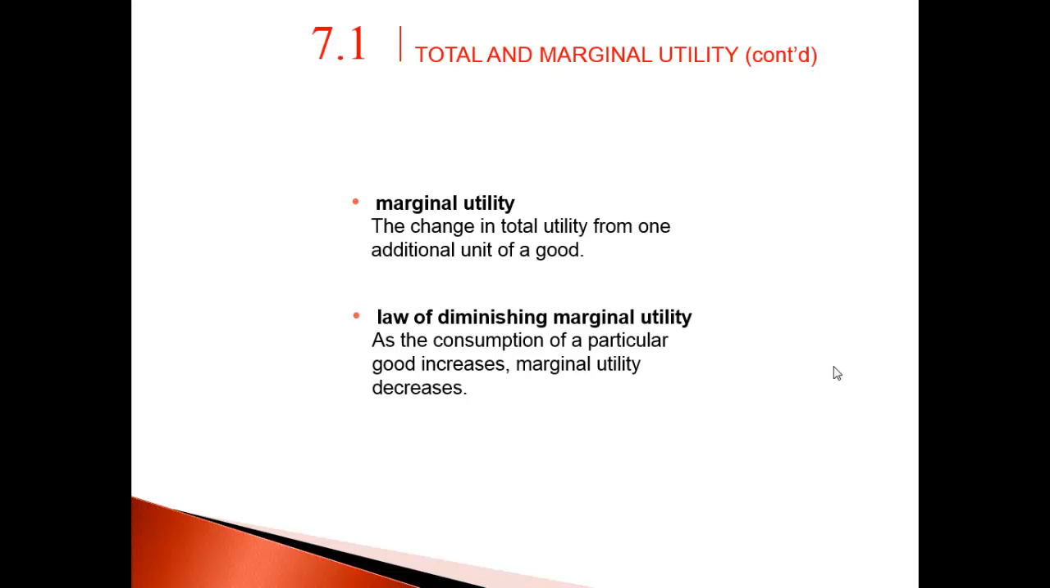The law of diminishing utility. I want you to really pay close attention to this because it's vital to utility theory. And that's the law of diminishing marginal utility. Just like the law of diminishing returns, where output increases at a decreasing rate, we know that with consumption, as it increases, marginal utility decreases. So as it increases, it will decrease.